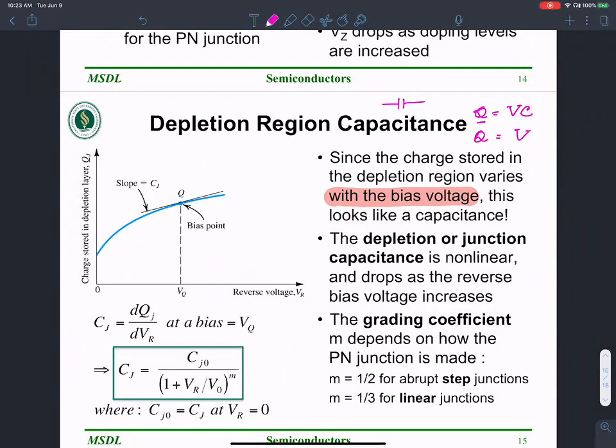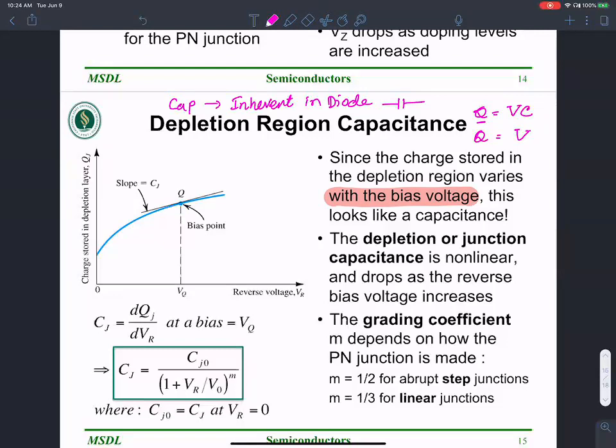So you can think of a cap being inherent in a diode. Nature put a capacitance into a diode by the very design, by the very construction of the diode, by very definition. By increasing the bias voltage, we increase the charge, and that is fundamentally a capacitance.